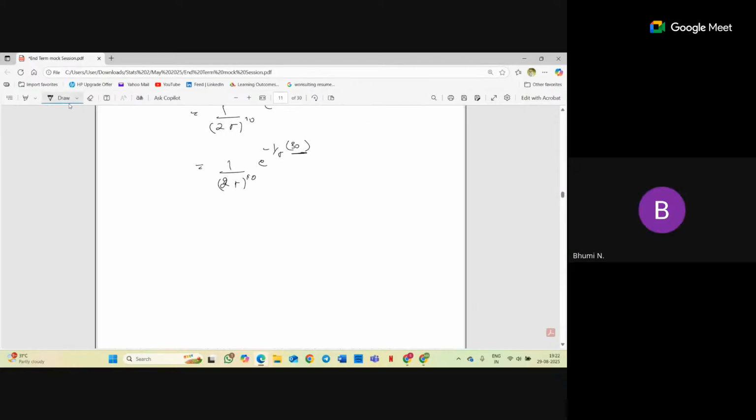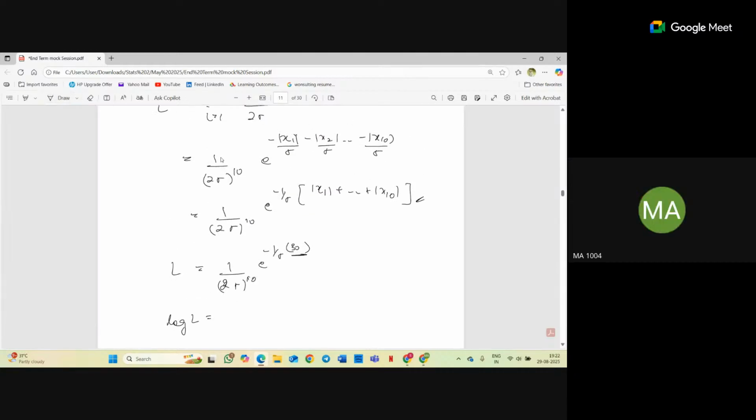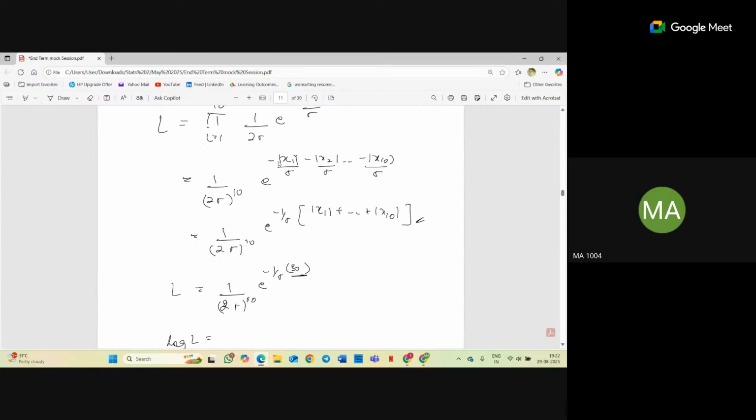Now, a small doubt. It has minus mod x, right? Minus is outside the mod. No, the minus sign is not inside the mod, it is outside mod of x. See, minus of mod of x1, minus of mod of x2. So minus 1 by sigma comes out itself, right?